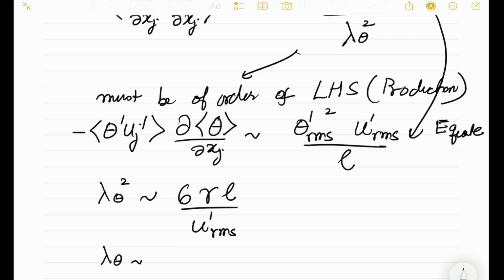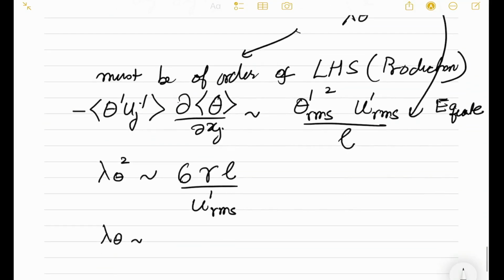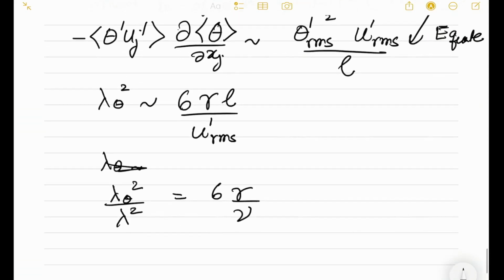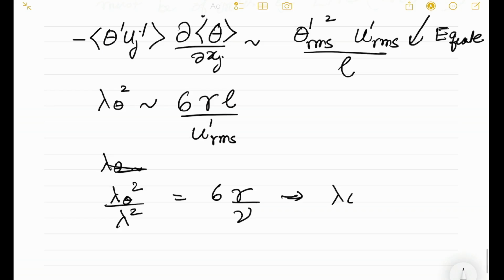RMS. So lambda theta eventually takes this form, and what you can then do is you can relate lambda theta square upon lambda square, and this turns out to be equal to 6 times gamma upon mu, because lambda is equal to Reynolds number to the power of half, so lambda square will be nu upon ul. So once you do this, what you get is lambda theta upon lambda is of the order of c times square root of nu upon gamma.